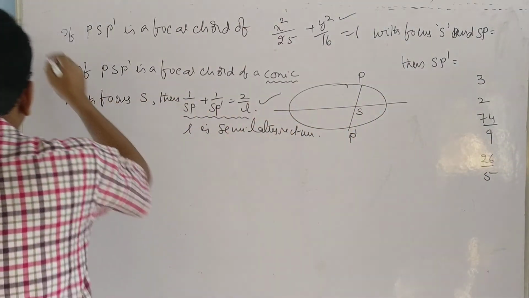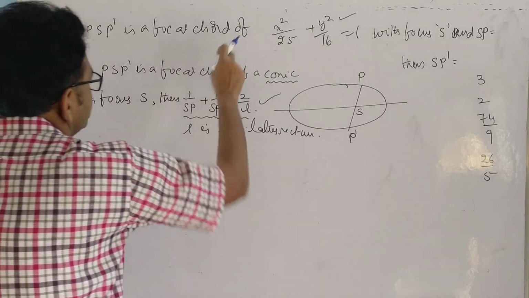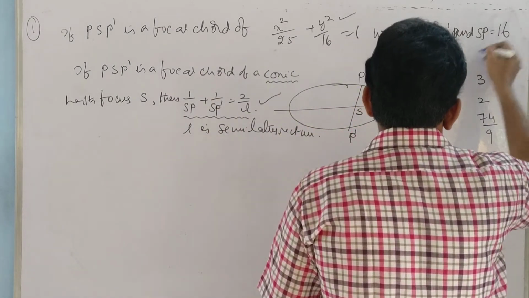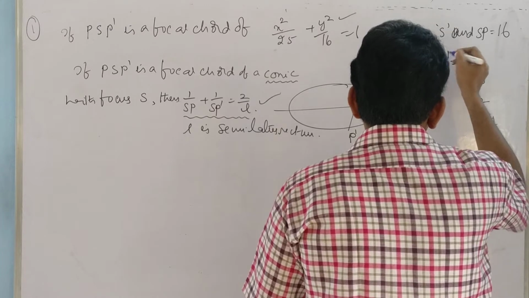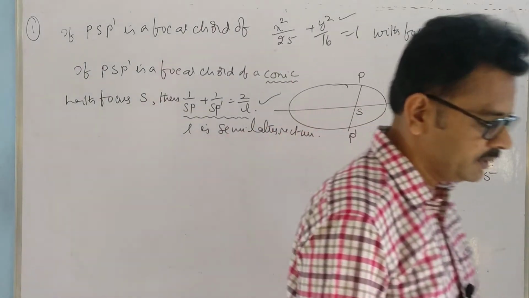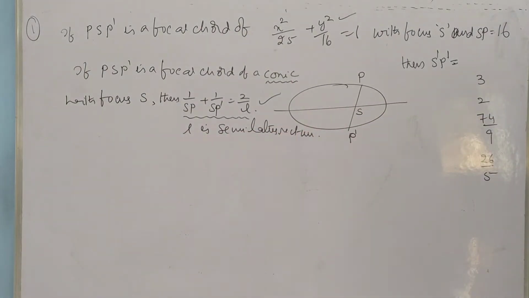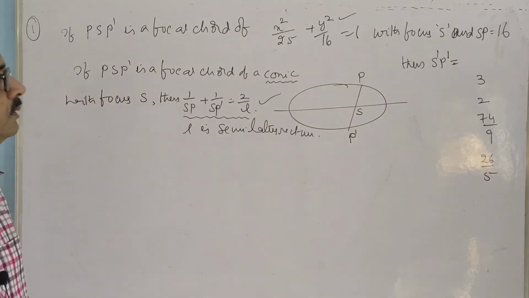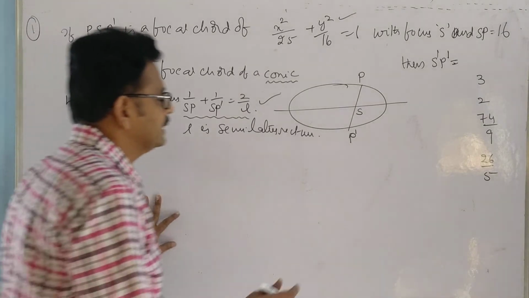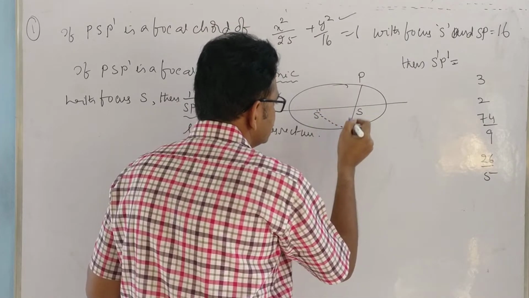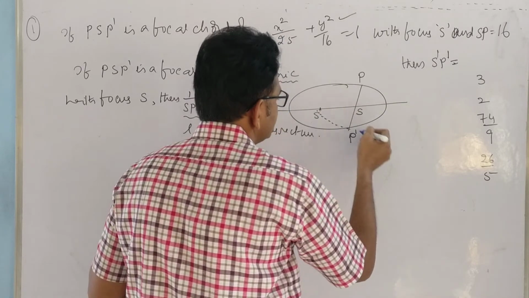If PSP dash is a focal chord of the ellipse and SP is equal to 16, then S dash P dash is equal to? The options are the same. There is a small difference for this question. Now the question is S dash P dash is equal to what?